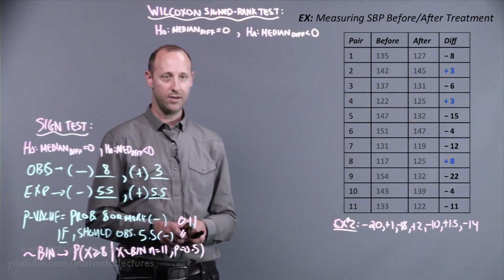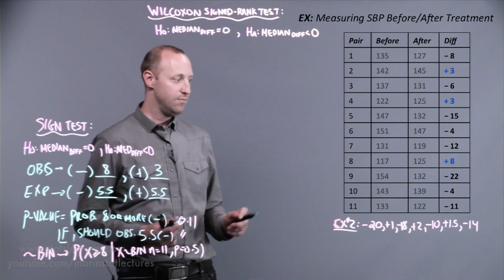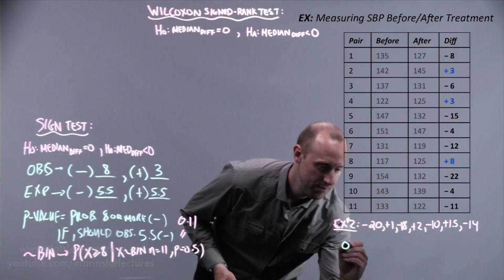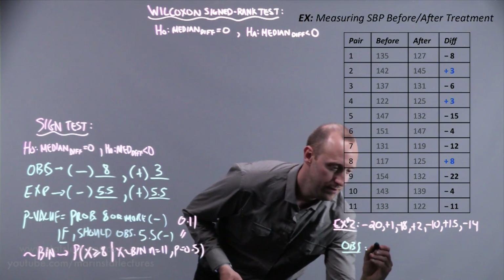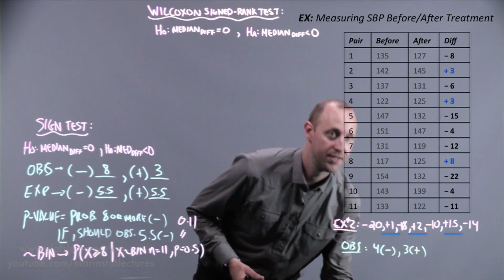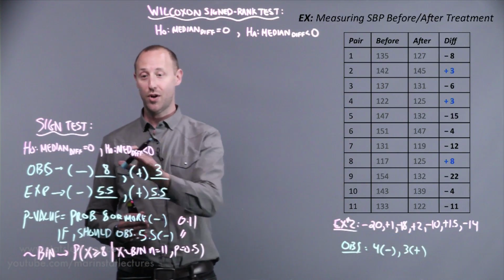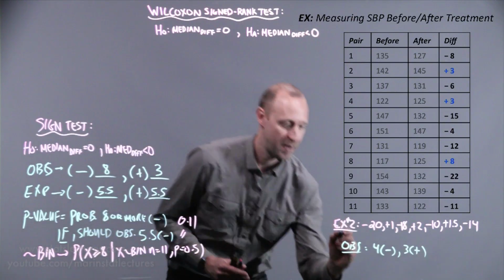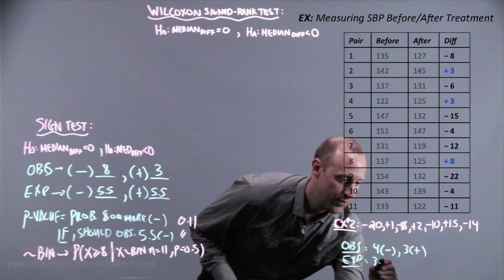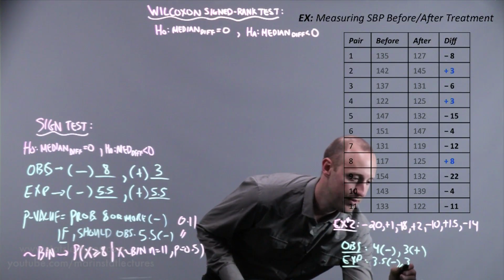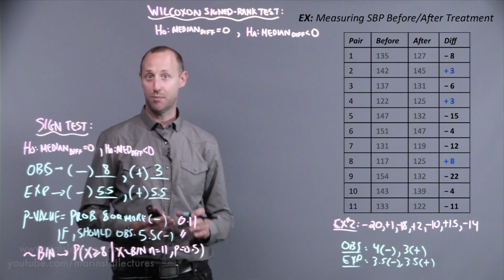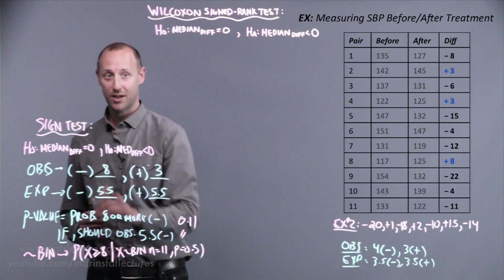One thing you can notice here is that we observed 4 people showing a decrease, 3 people showing an increase. And if our null hypothesis is true, what would we expect? We'd expect 3.5 people to show a decrease, 3.5 to show an increase. Okay, so what we observed is perfectly in line with what we'd expect under our null.